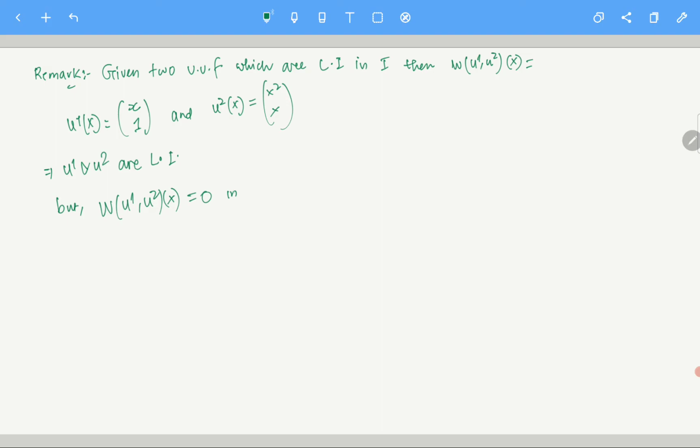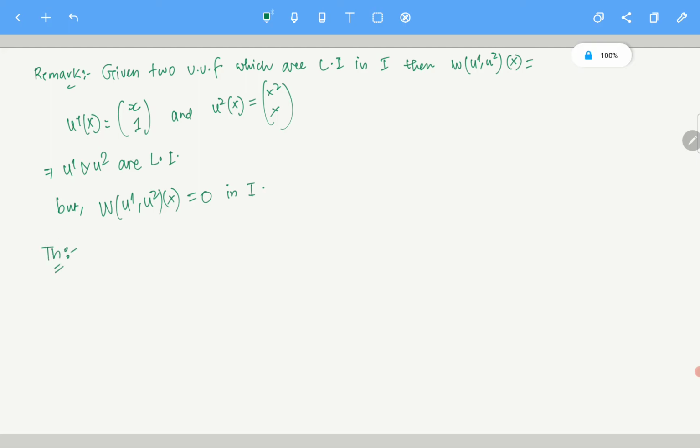Okay, whatever the interval is. So the Wronskian: if there are two functions which are linearly independent, that does not guarantee that the Wronskian is going to be non-zero. Clear? So for that, there is a small theorem here.